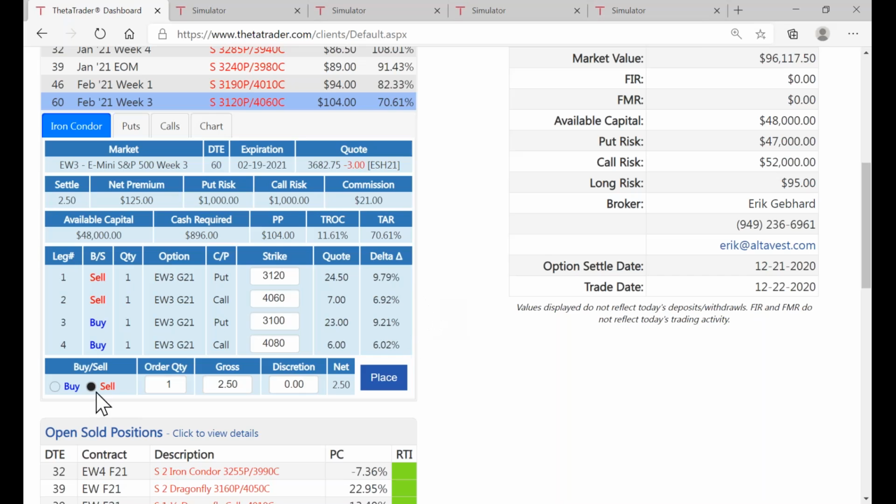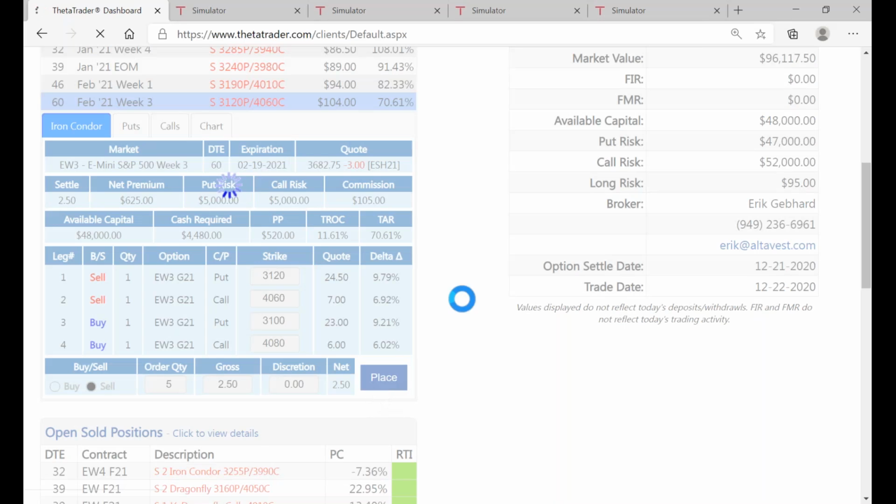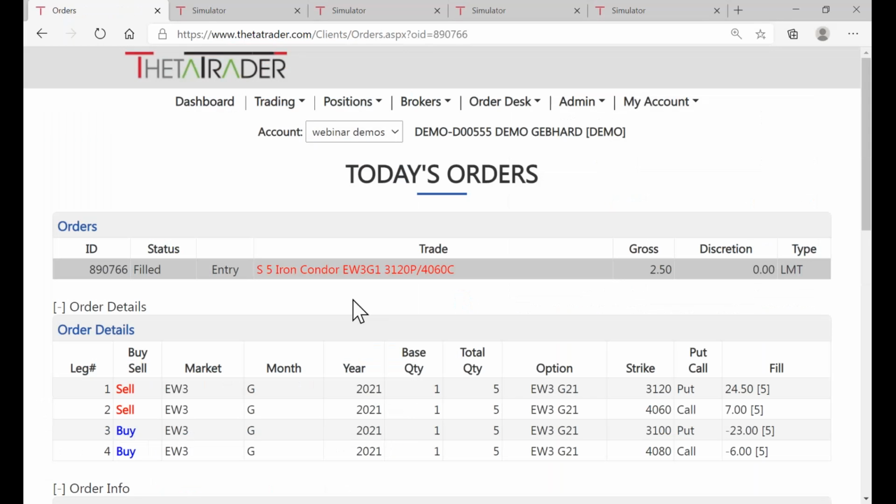And you'll see it pre-populates here to a sell. It always defaults to a quantity of 1. If you can see, I changed the quantity. It changes your cash required and your profit potential and all that. And we'll go ahead and place this order. And you can see there it is. The demo order, of course, automatically fills it for you.